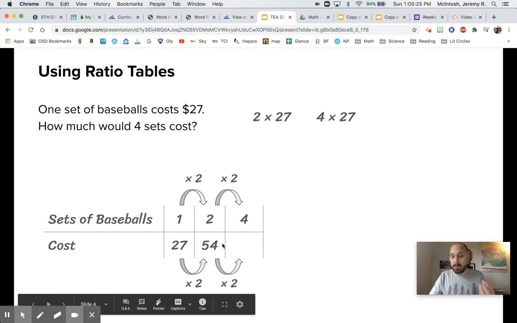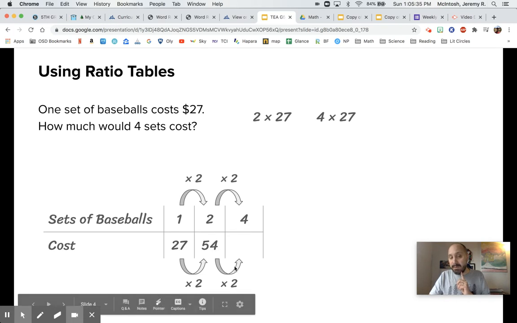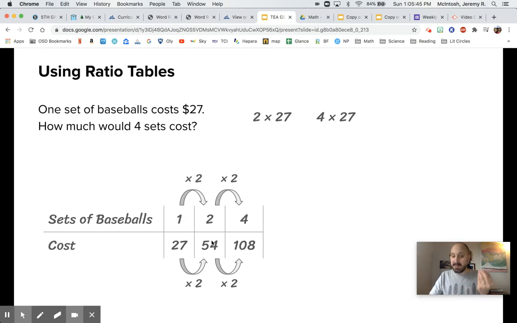Whatever we do to the top, we have to do to the bottom. So with that same ratio, we're going to multiply, or double, 54. So 54 times 2 is 108. So one set costs $27, two sets cost $54, 4 sets cost $108. We're doubling, doubling, and doubling. What do you know, the next question is, what would 8 sets cost? And the expression is 8 times 27. So we're doubling, 2 to 4, 4 to 8.